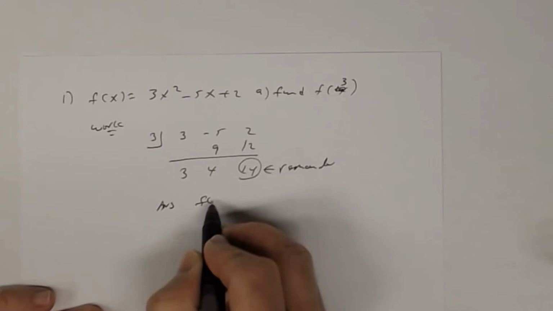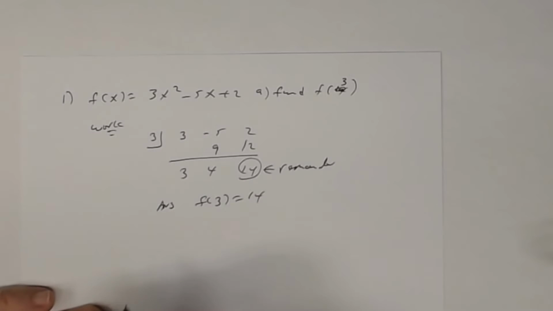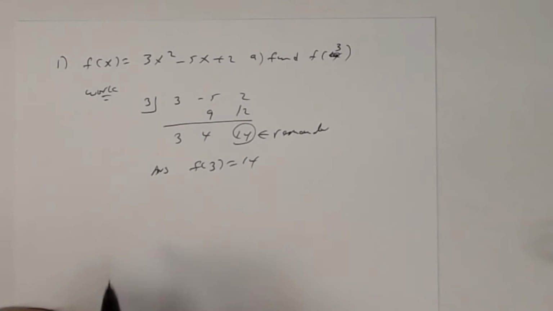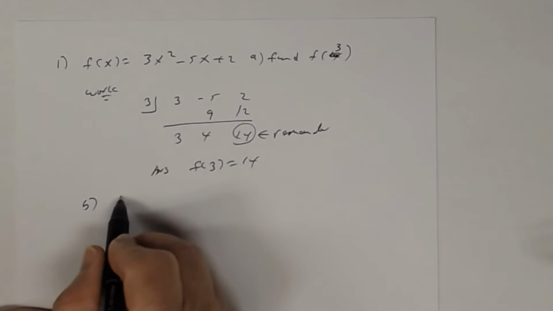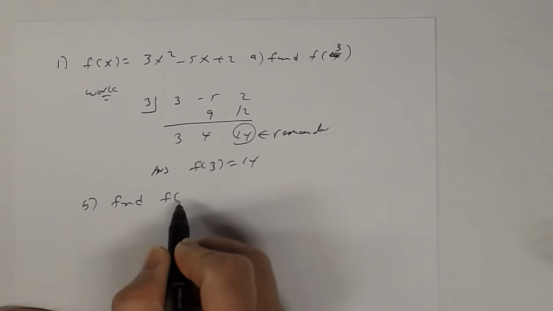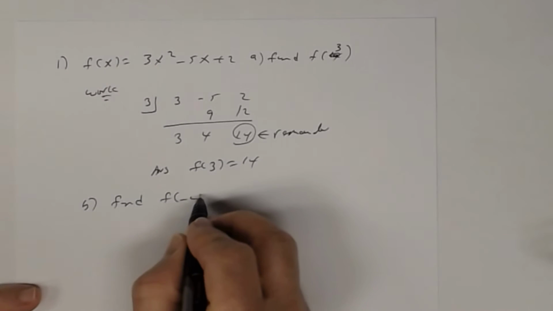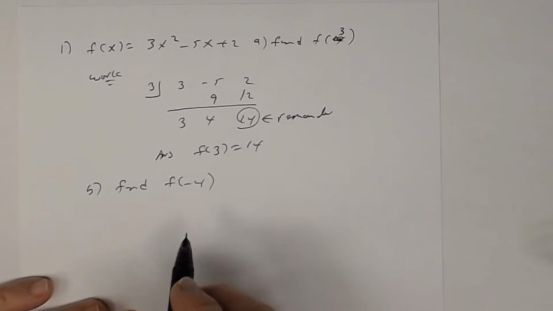So you're going to say f of 3 is equal to 14. Okay? All right, so that was part A. Now part B, they want you to find f of negative 4. So f of negative 4. So you can do the same thing.